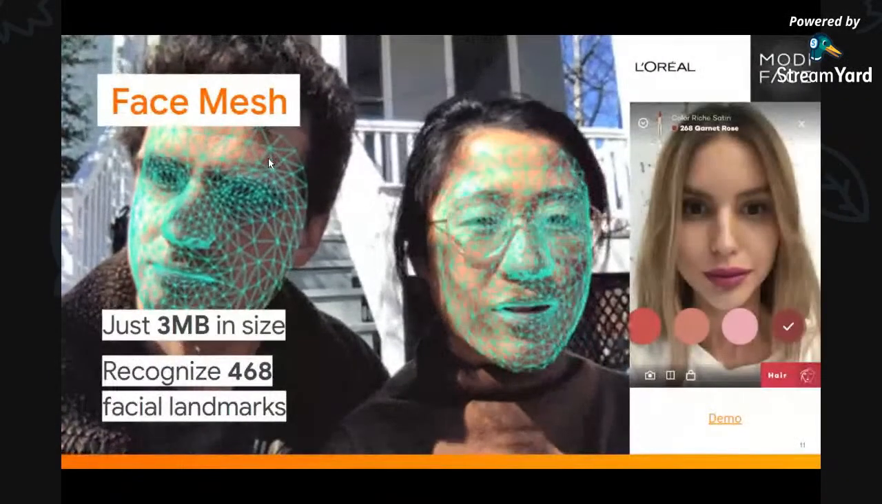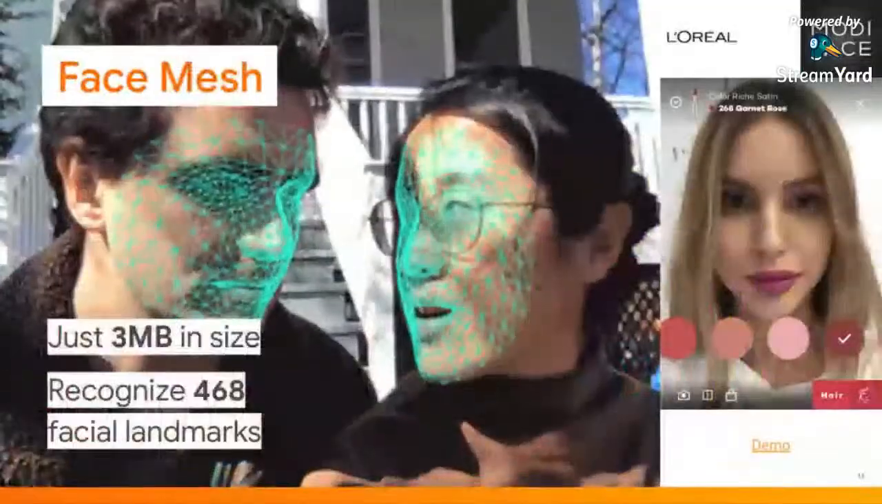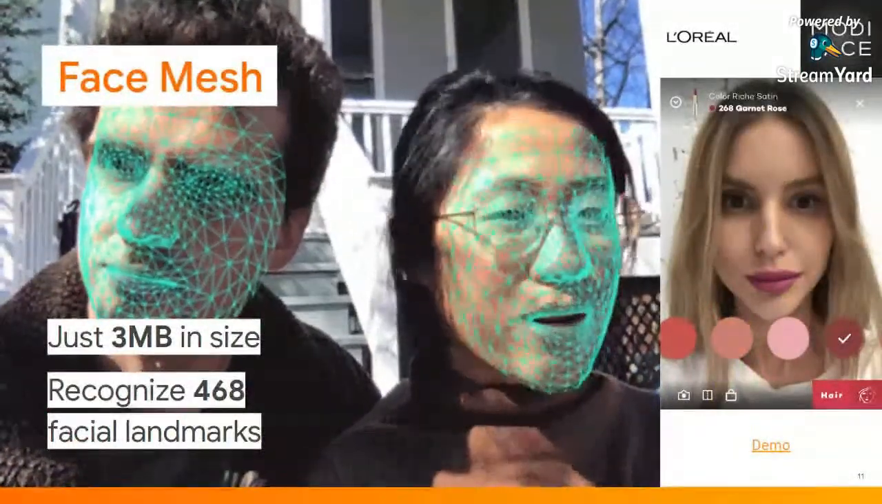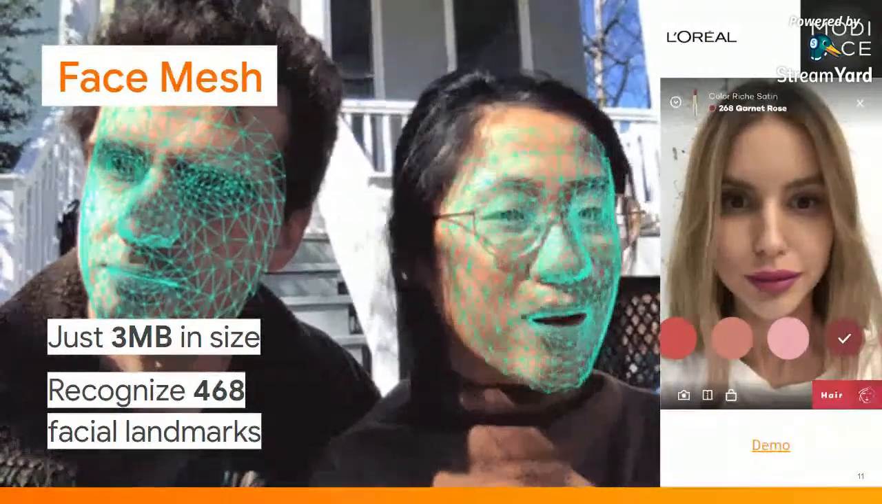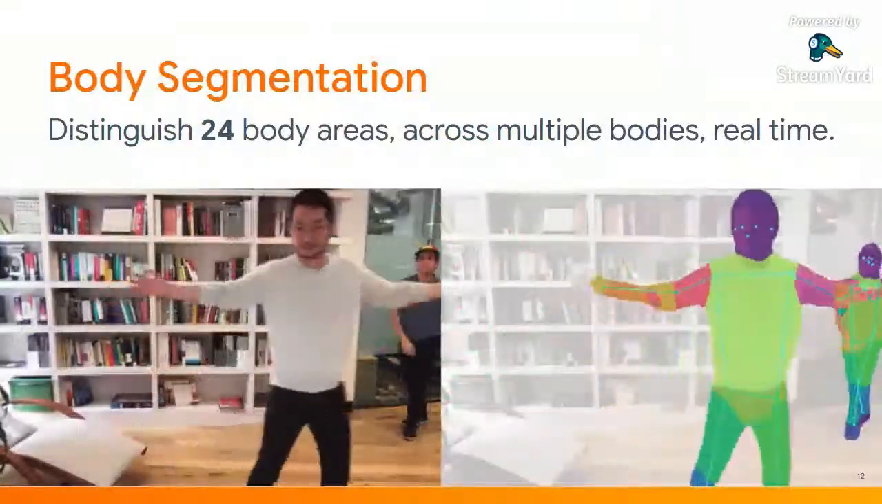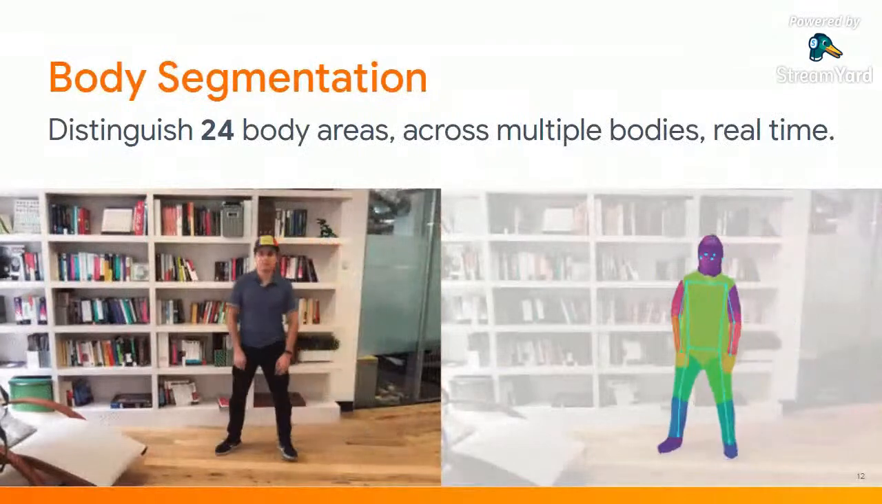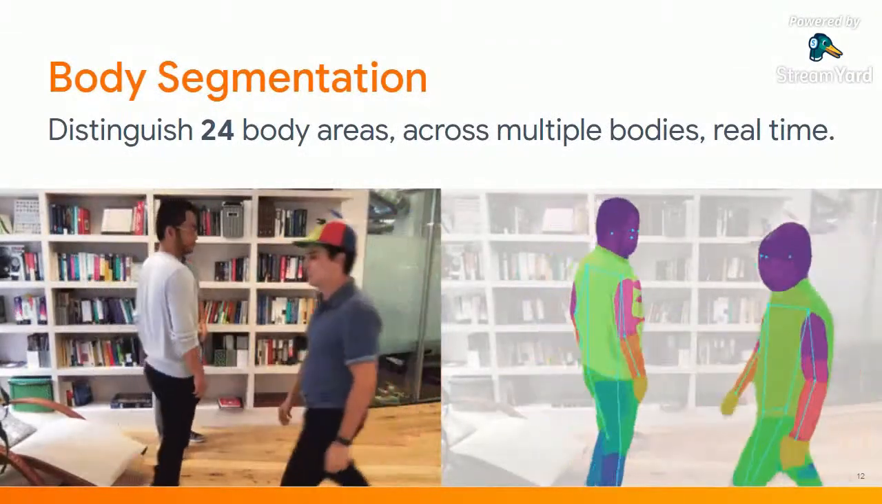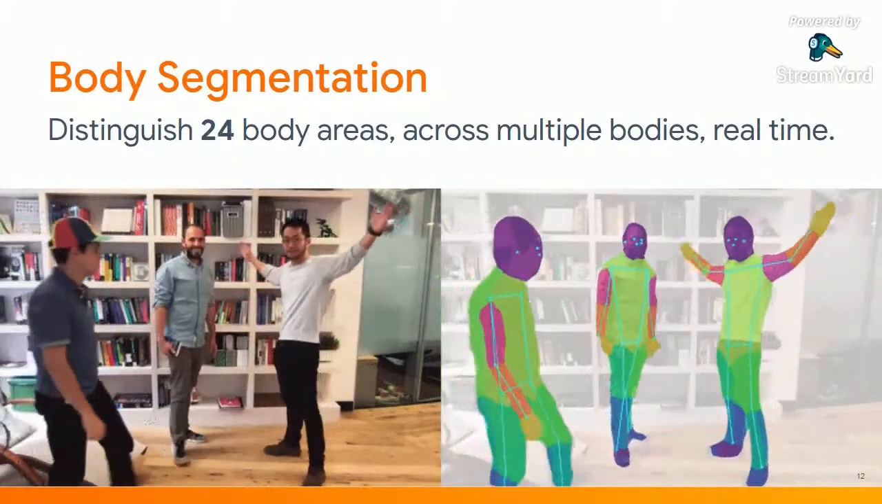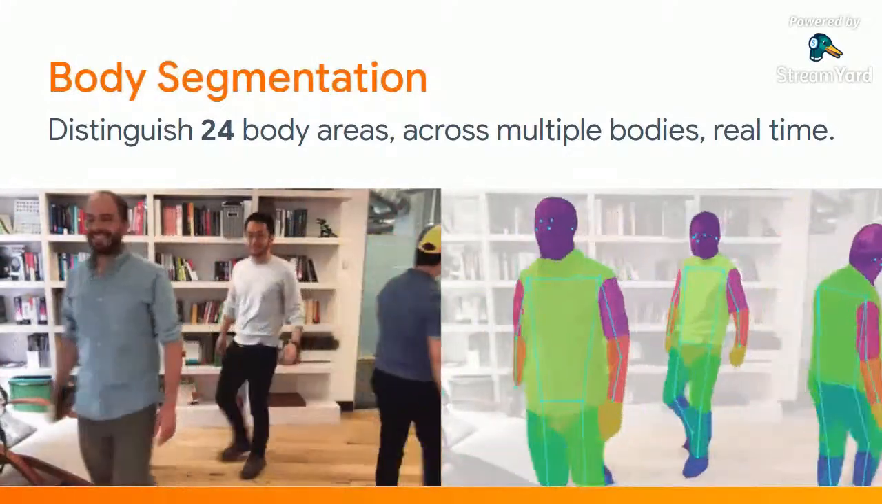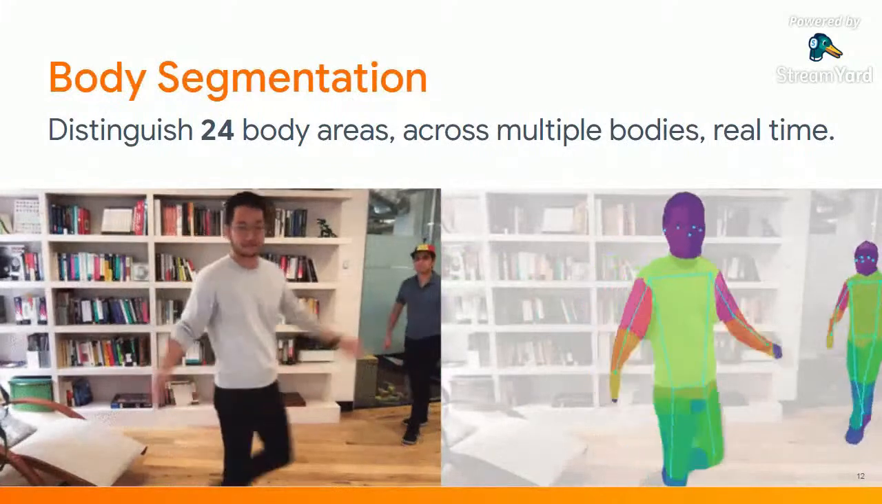So face mesh is, oh sorry, I've just talked about face mesh, a great tool for understanding everything you could want to know about your face. The next one I want to talk about is body segmentation. Essentially, this allows you to distinguish 24 body areas across multiple bodies, all in real time, live in the web browser. It's hard for me to demonstrate this today, so I've got this animation instead.